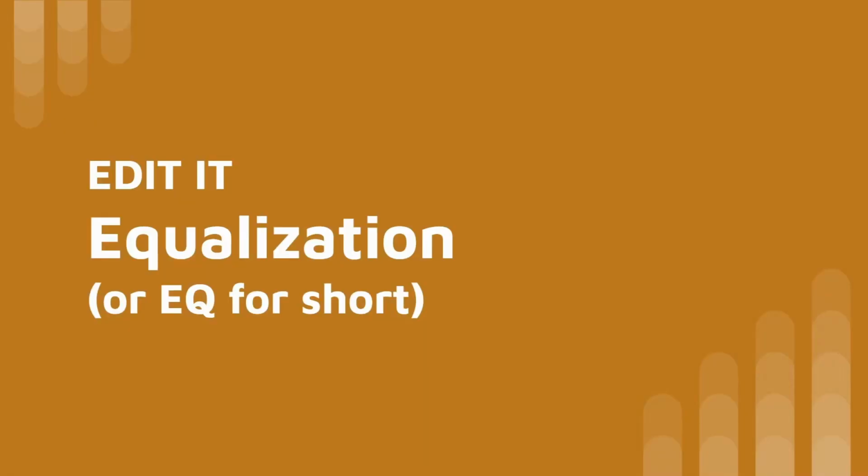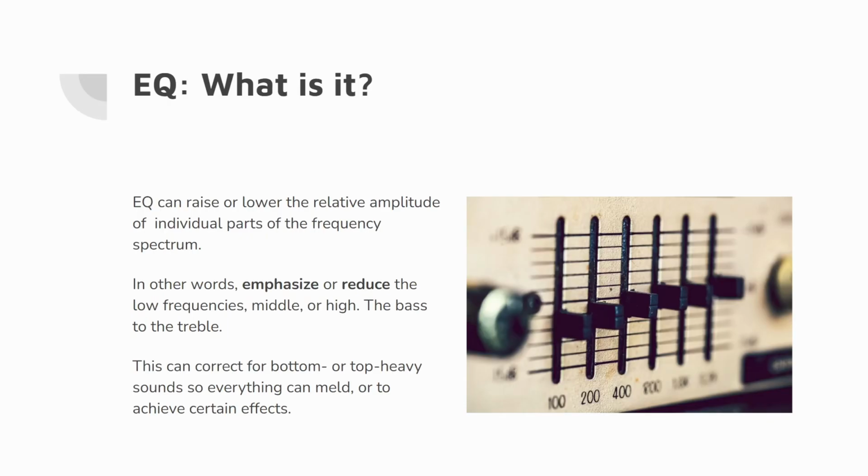Let's look at a few categories of these processors, because they all do wonderful things for us. First of all, equalization, or EQ for short. You're probably familiar with it on your home stereo, or cars from the early 90s may have had these. Here's an EQ example. What are these exactly?